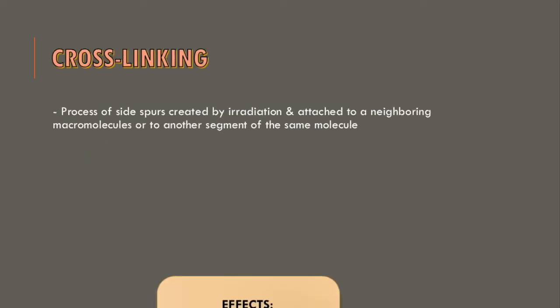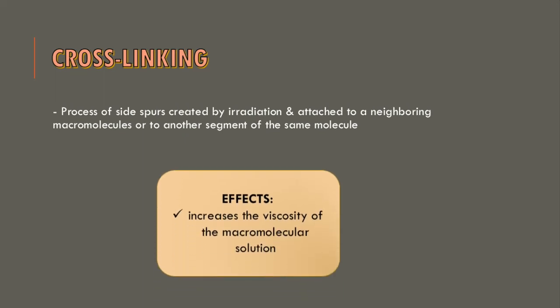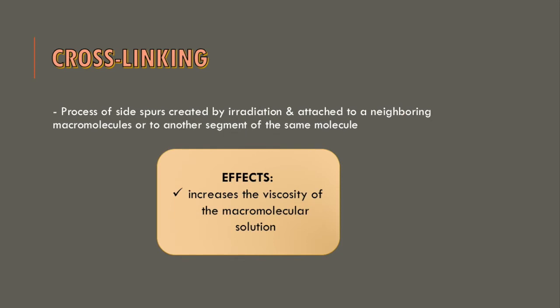The second effect is said to be cross-linking. It is the process of side spurs created by irradiation and attached to a neighboring macromolecule or to another segment of the same molecule. So from the word cross-link, it means that it will attach to another molecule. So one effect is that it increases the viscosity of the macromolecular solution.